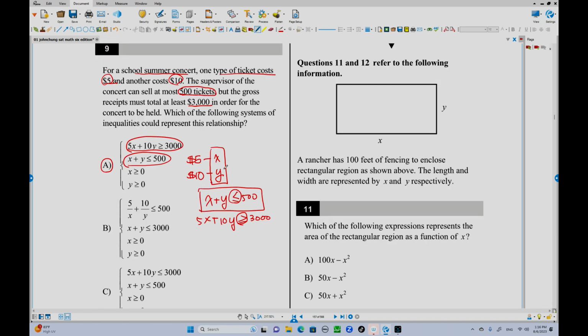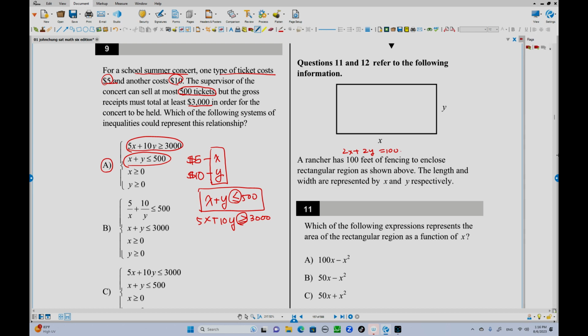Now we have a rectangle. The dimensions here are x and y. The perimeter is 100, so 2x plus 2y equals 100. That is the perimeter, right? That is 100. The width is y, and x is the length.